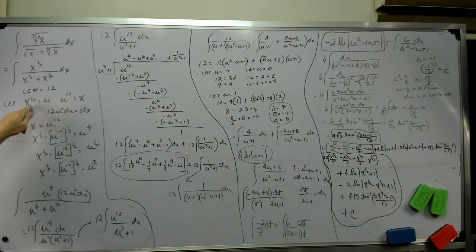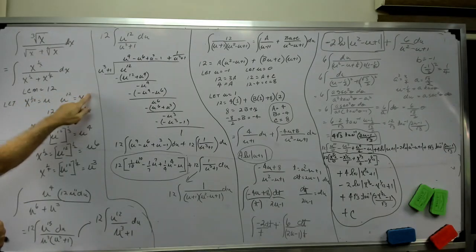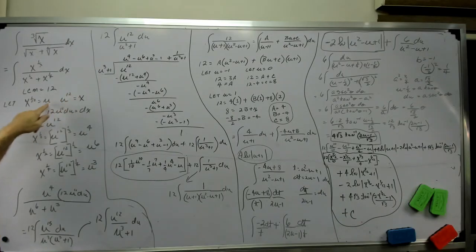Now if I raise both sides to the 12th power, x to the 1/12 raised to the 12th is x to the 1st, and that equals u to the 12th. Now if I take the derivative of this, bring the 12 down, that's 12 times u to the 12 minus 1, or u to the 11th, du, and that equals dx.